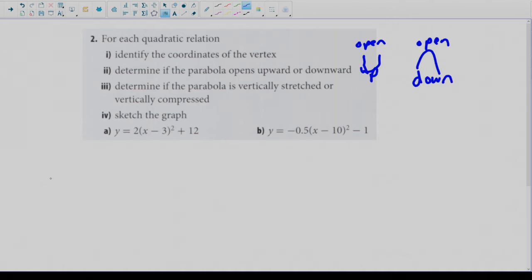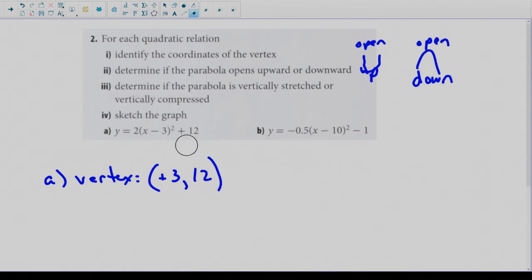So for A, identify the coordinates of the vertex. Well, here's our equation for A. Where do we look to see the coordinates of the vertex? Well, we look at the H value and we look at the K value. You have to remember that the H value is always the opposite of the sign that's in the bracket. So this will be a +3, and the K value is the same, so that'll be a 12. Determine if the parabola opens upwards or downwards. That is controlled by the A value. A is positive, therefore it's a smile, which would be opens up.